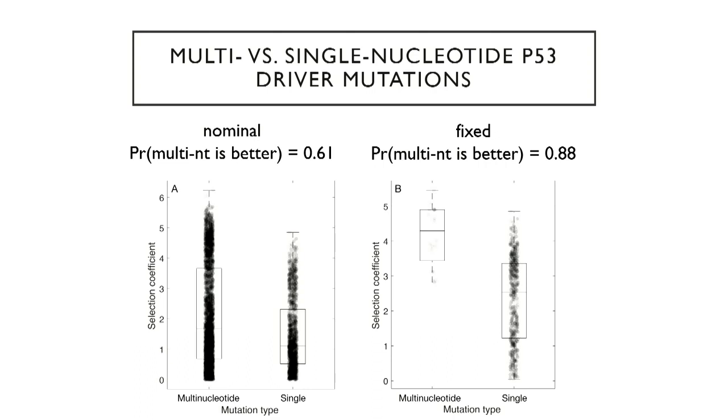But here's what happens when we look at the fixed distribution based on cancer prevalence. So there's far, far fewer doubles or multiples relative to this, and that's because the mutations are really, really rare. But when we see them, they tend to have a higher fitness benefit. They're better drivers. And that's shown statistically here, so the chance that one of the multinucleotide changes has a higher fitness, according to the deep mutational scanning estimate of fitness, is 0.88, and that's a significant result.